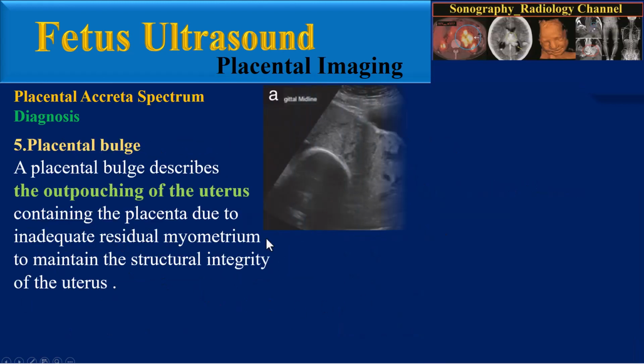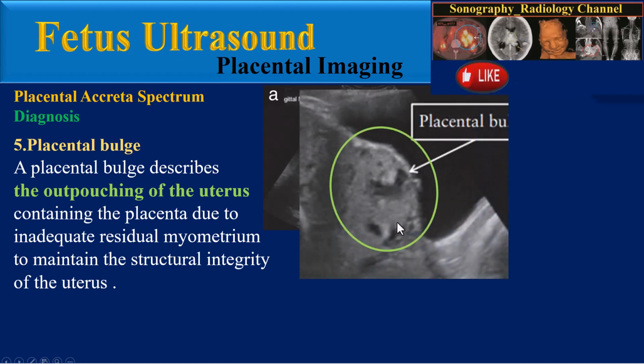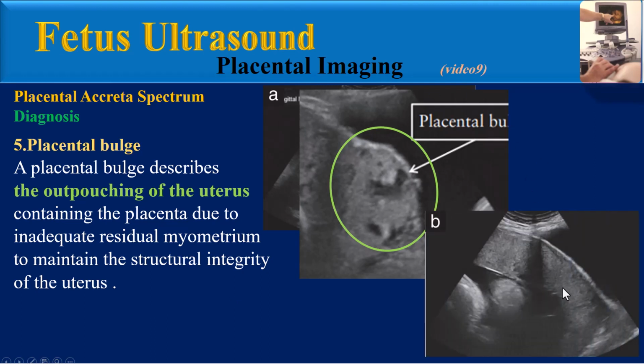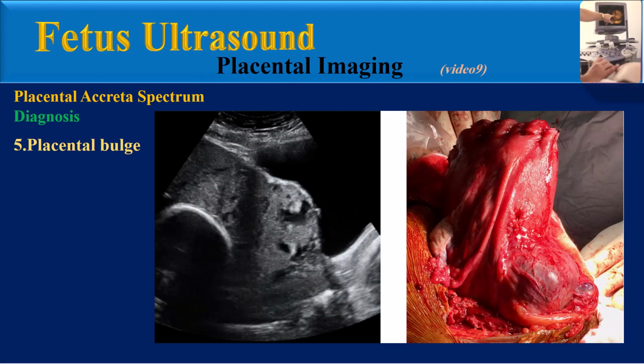Placental bulge. A placental bulge describes the outpouching of the uterus containing the placenta due to inadequate residual myometrium to maintain the structural integrity of the uterus. This image shows an obvious placental bulge, and here is a normal picture for comparison. This is an example of placental bulge on ultrasound and after delivery. As I explained, the bulge is caused by a loss of structural integrity in the muscle of the lower segment, causing it to bulge outwards. It becomes more pronounced after delivery as the upper segment contracts.